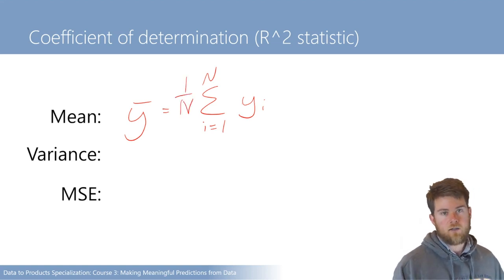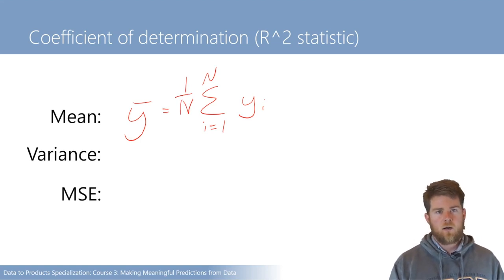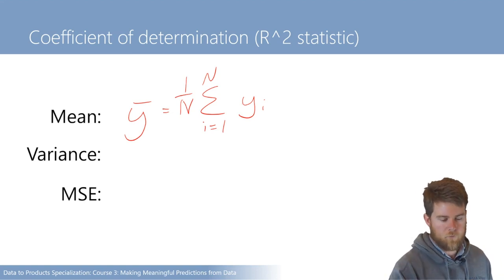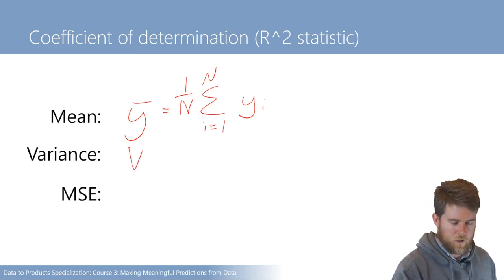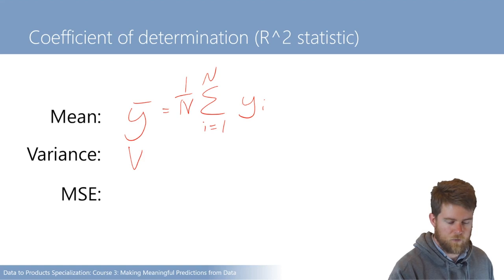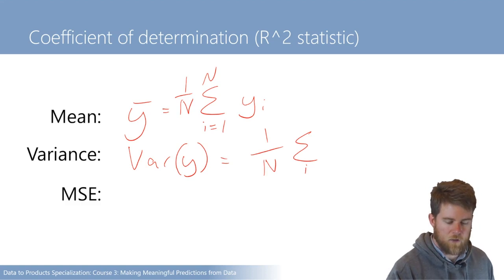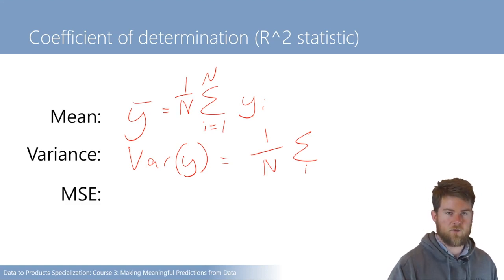Okay, so the variance, precisely speaking, is a measure of the average data point's variation from the mean. So that's going to look like the following. The variance of the label is going to be equal to, again, an average over all of my data points of the difference between the mean value and that data point, squared. That's our definition for variance.